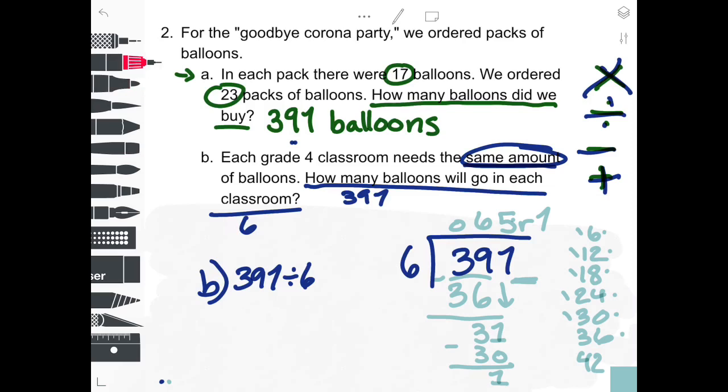However, I need to go back to my question and make sure I'm answering the question. How many balloons will go in each classroom? And they all get the exact same amount. So 65 balloons in each classroom is my answer. I don't worry about the remainder 1.